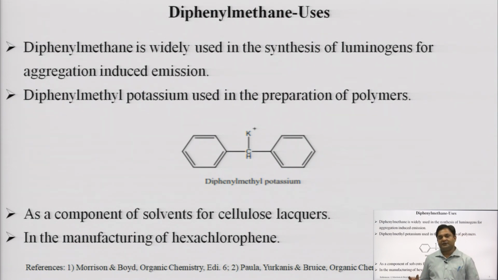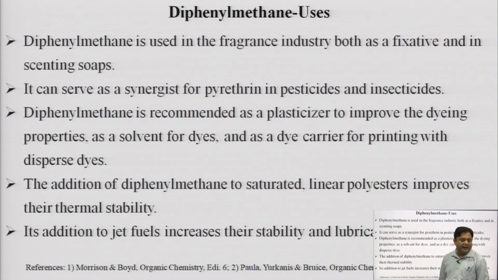As a component, it is also used as a solvent for cellulose lacquers for the protection of wood and metal from corrosion. It is also used for the manufacturing of hexachlorophene. It is also used as a fragrance agent, both as a fixative and in the synthesis of soaps. It provides synergistic effects when used with pyrethrin in pesticides and insecticides. It is also recommended as a plasticizer to improve stability. In addition, when added to jet fuels, it also increases their stability and lubrication.